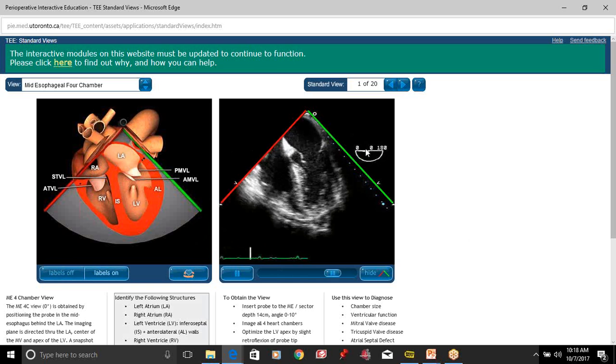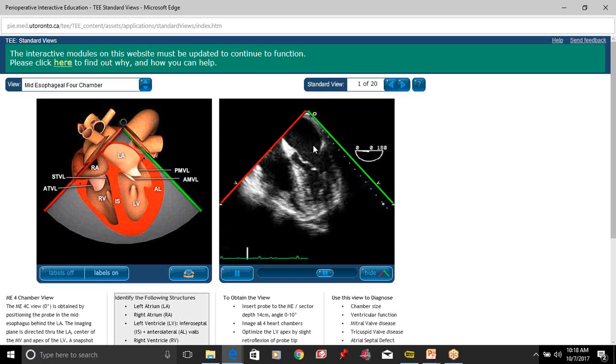This is one of the things that clues you in, because you can rotate the camera from 0 to 180 degrees. At 0 degrees, the left side is going to be on your right, and the right is going to be on your left. If you switch it to 180 degrees, it's going to flip. So the left is going to be over here, and the right is going to be there. All right, so this is your four chamber view.